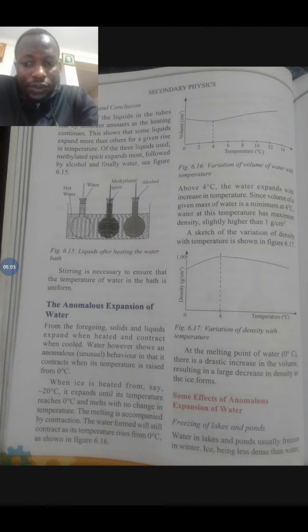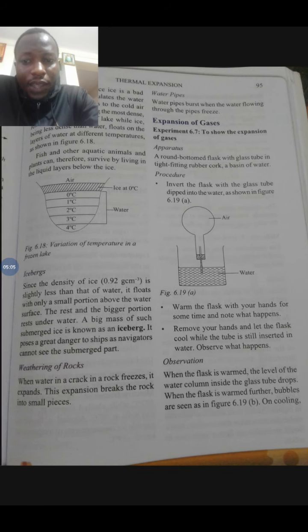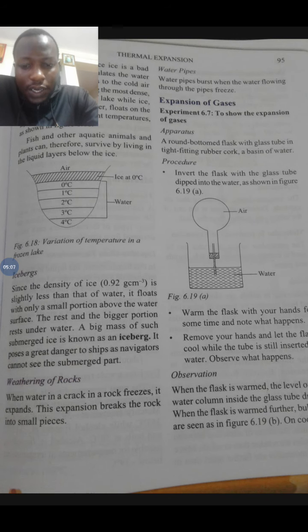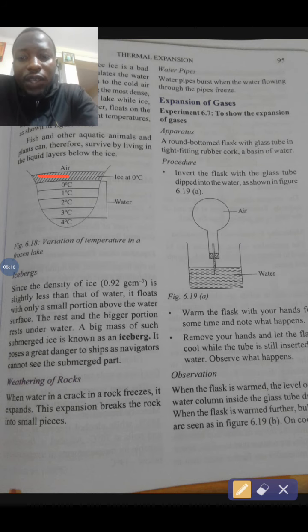I want us to look at this diagram. Now, in this diagram, we are seeing different temperature scales. At the surface of the water here, the surface of a pond or the surface of a lake, because the temperatures are very low on the Earth's surface, the surface of the lakes and ponds will freeze.